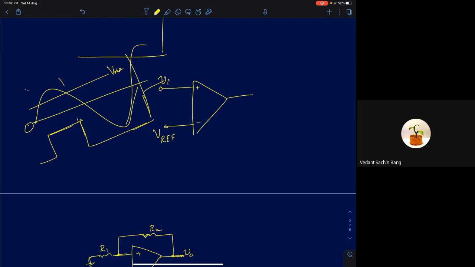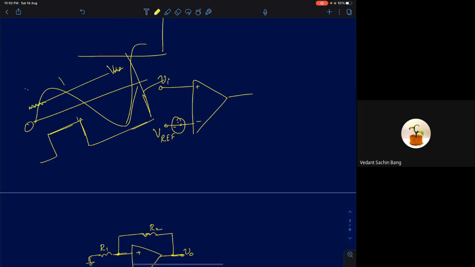Remember, there is still noise present. Even on top of Vref, there will be noise. Is it resolving that problem of false triggering? Yes, noise is intrinsic to the op amp. It's not solving it, right? You have just shifted that problem to some other point.